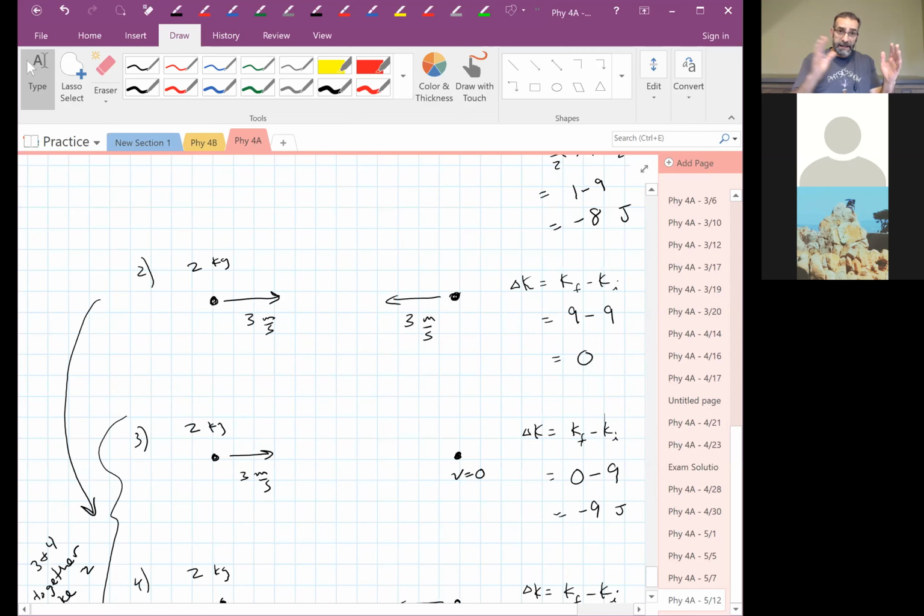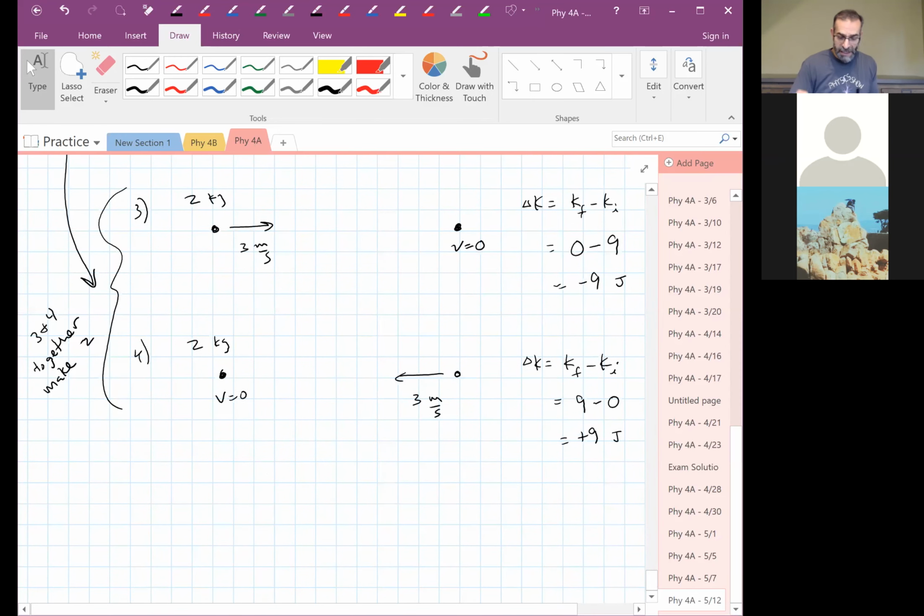Half on the first part of the motion, we had to slow it down to 0. And then on the second part, we had to speed it back up in the opposite direction. So we did negative work and then positive work. But because it started and ended at the same speed, no net work was done on our object because the object's energy did not change.